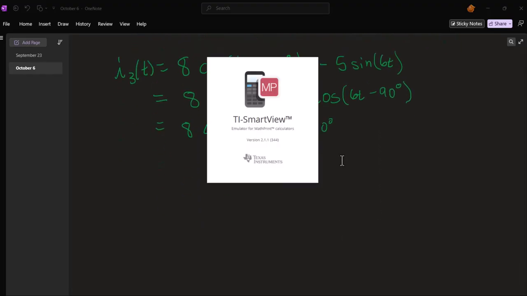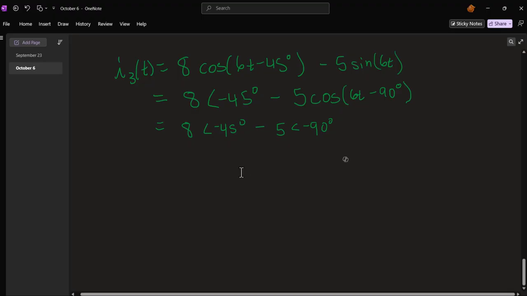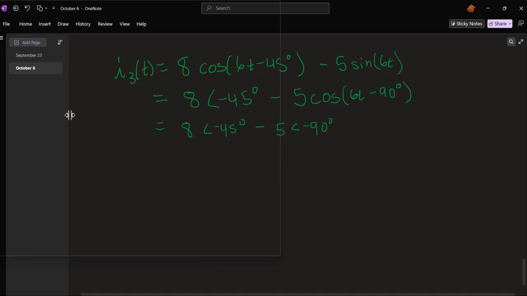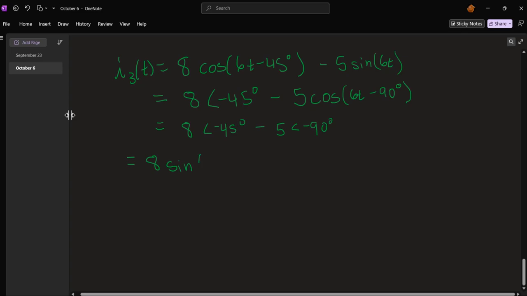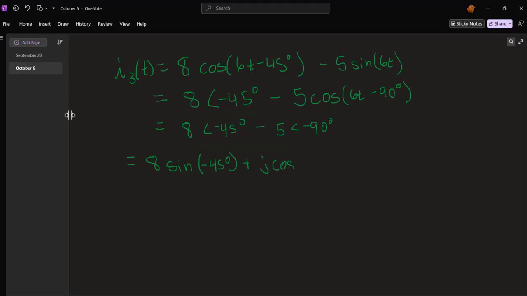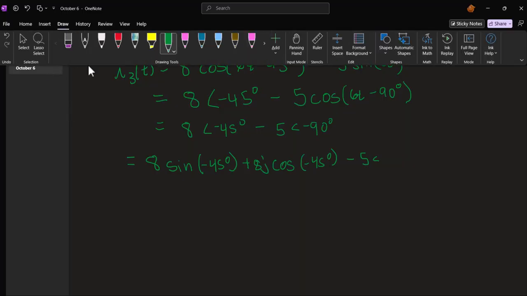Okay, so what we need to do to add them is we can't add them just as phasors. So we use Euler's formula. We turn this into 8 sine negative 45 degrees plus j cosine negative 45 degrees minus 8j minus 5. I did that backwards, sorry. It's cosine minus sine.